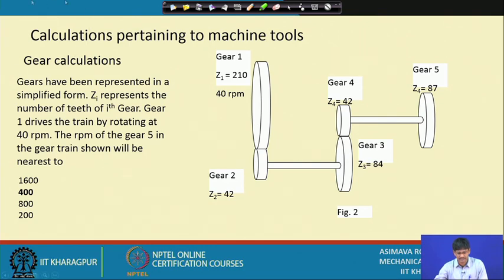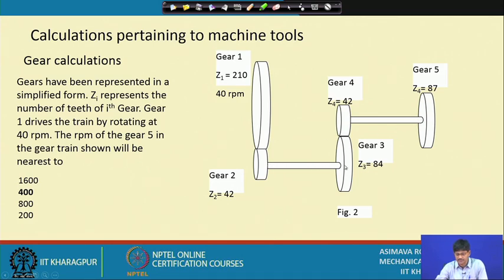Yeah, this is the input rotation, 40 RPM. So, if 40 RPM is the input rotation, the question is what is the rotations per minute of the fifth gear, the last one in the train. So, gear 1 is rotating gear 2, gear 2 is on the same shaft with gear 3, gear 3 is rotating gear 4 and gear 4 is on the same shaft as gear 5.